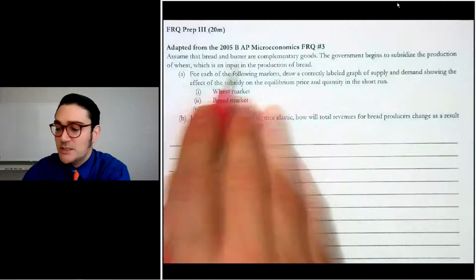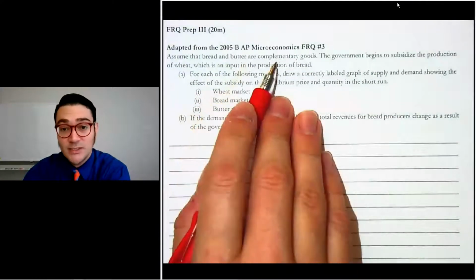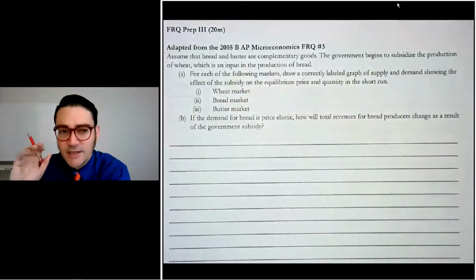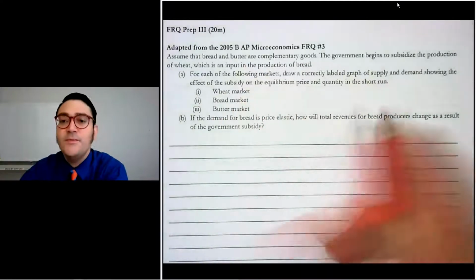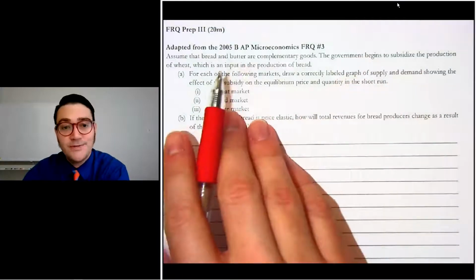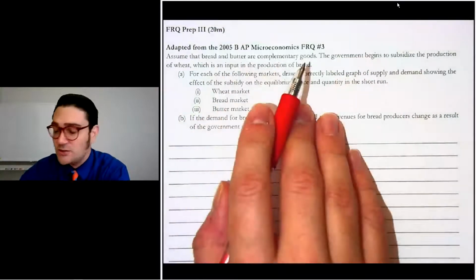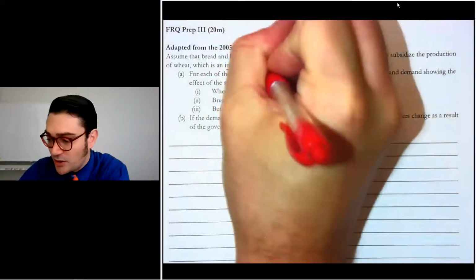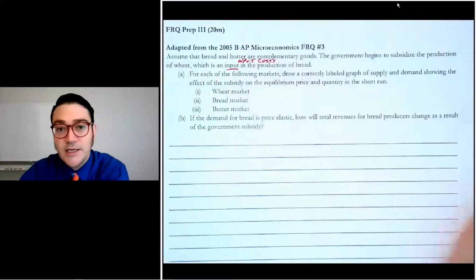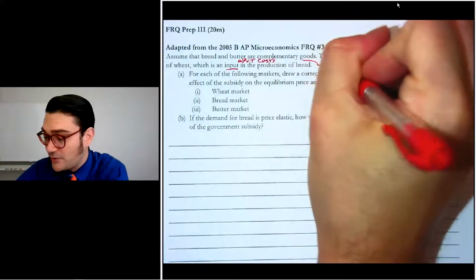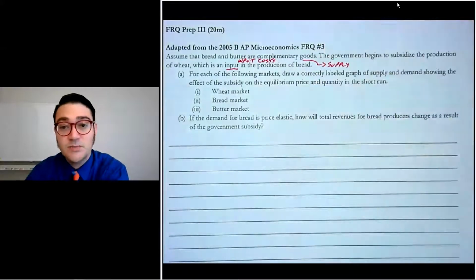So it says, assume that bread and butter are complement goods. So that means that there's something going to happen with demand involving one good and the price of the other. And then it says the government begins to subsidize the production of wheat, which is an input in the production of bread. So whenever we see input, we know that we're going to be talking about input costs, right? And input costs are going to be about the supply curve. So something is changing with supply there.